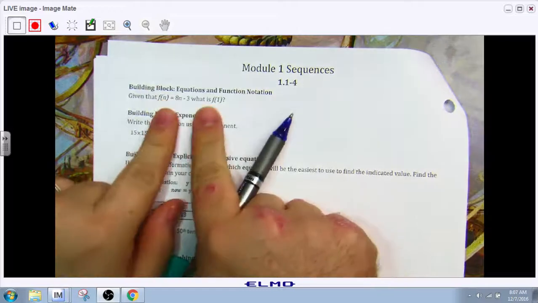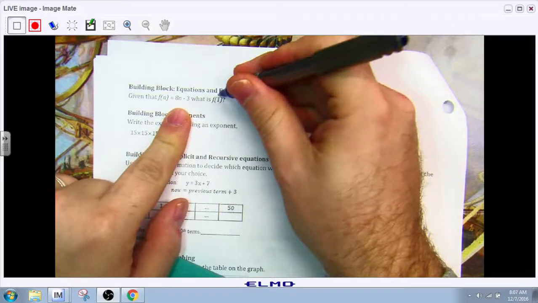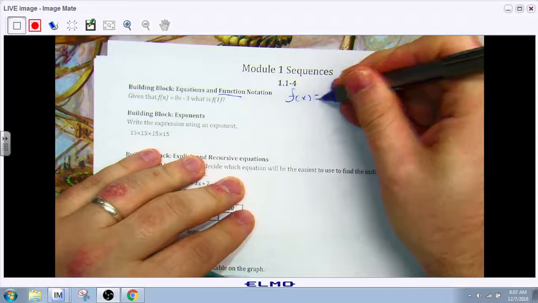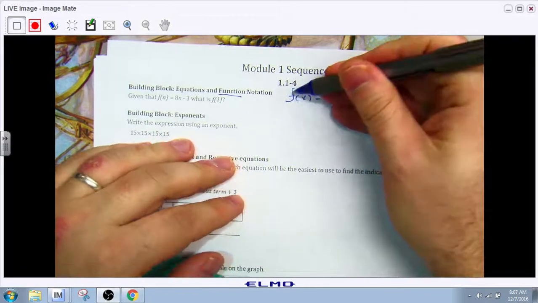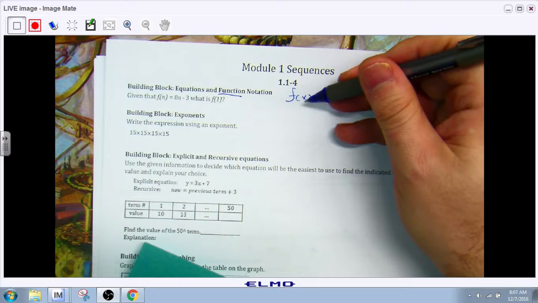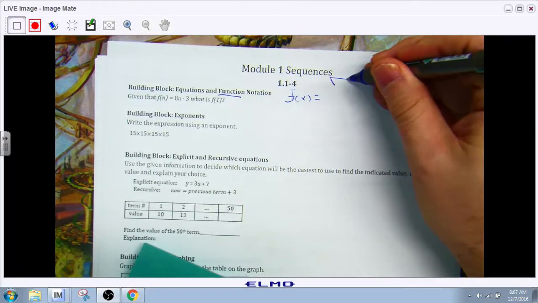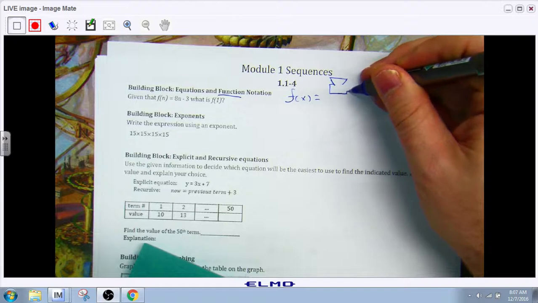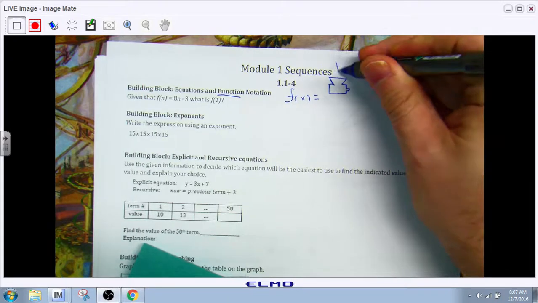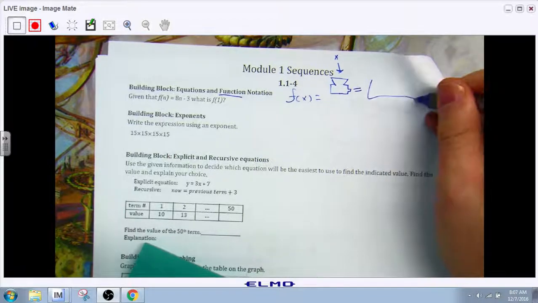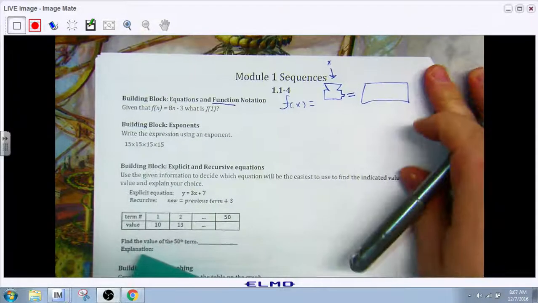First, equations and function notation. Remember, function notation is just the idea that f of x equals something. And this does not mean f times x, that just means there is a function. The function notation means this is the function machine. Remember the function machine? It's usually a meat grinder, right? And we put something in, which is our x, and we get something out, which is whatever our y value is.